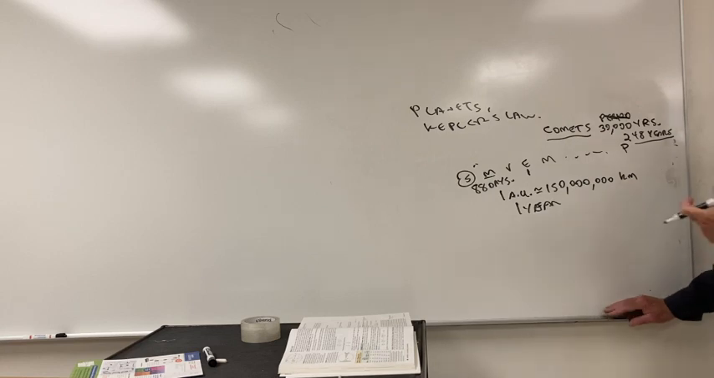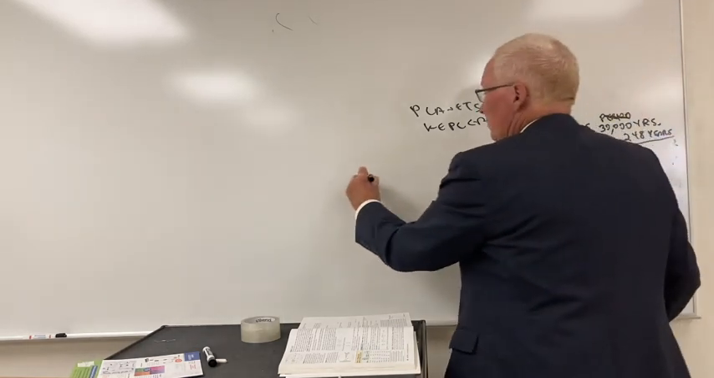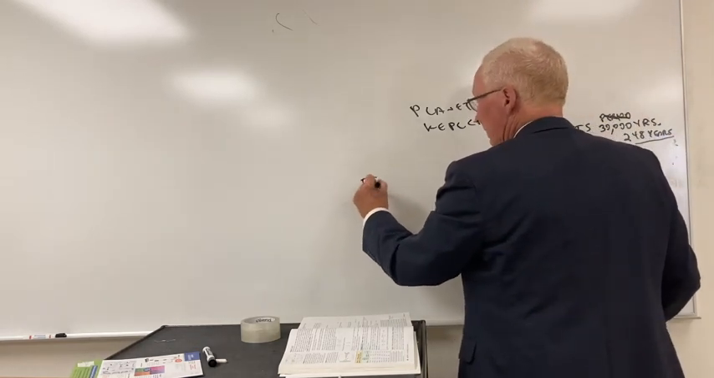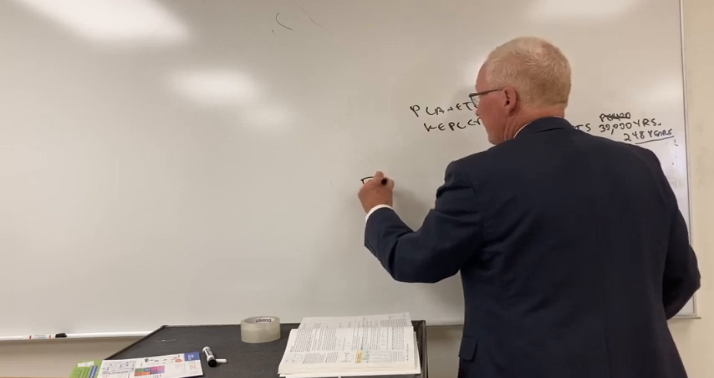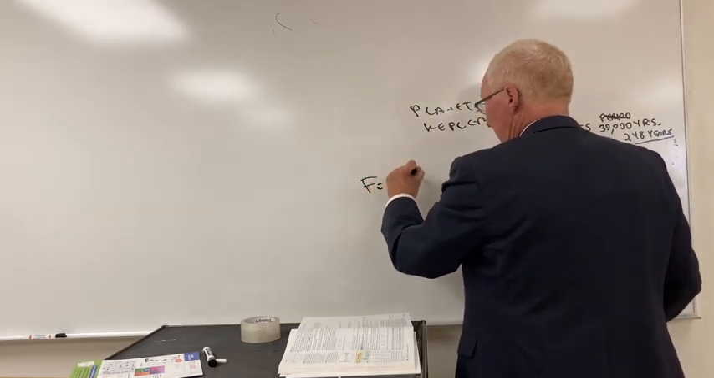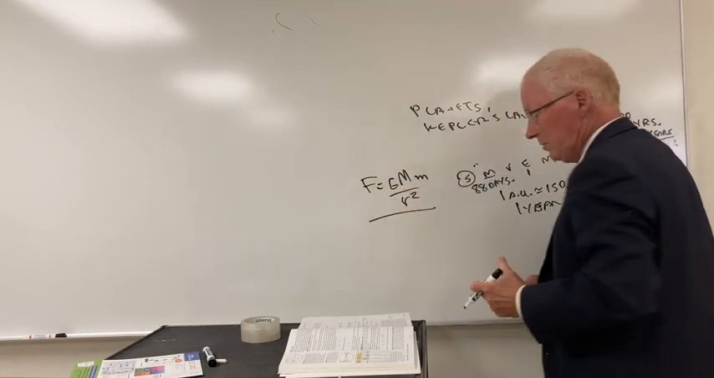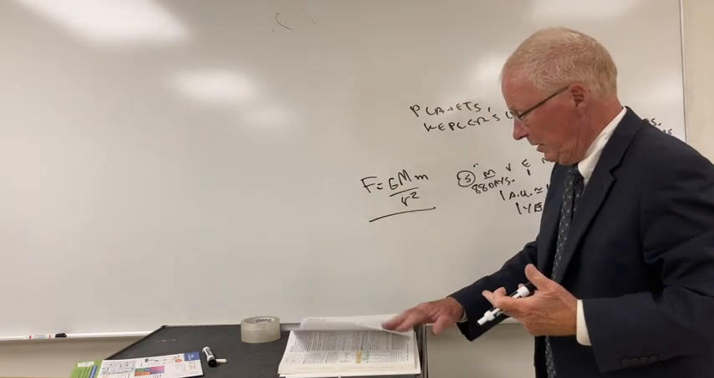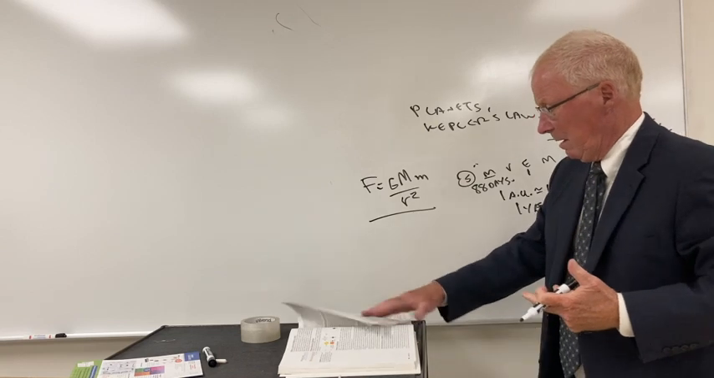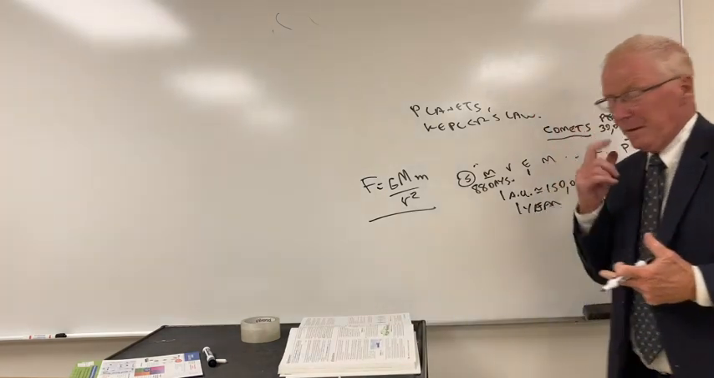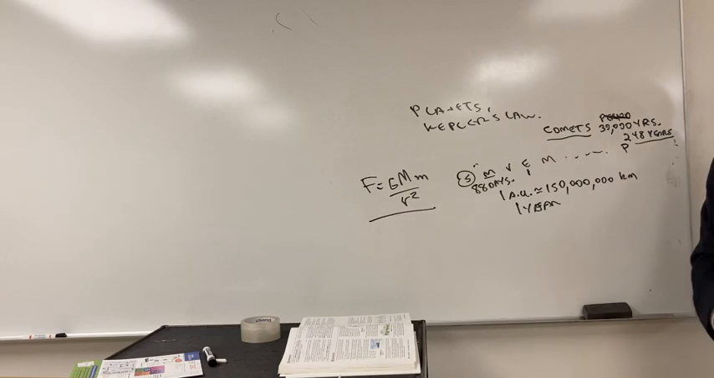So this is all related to Newton's law of gravity, with little m over r squared. This is the summation of chapter 5.